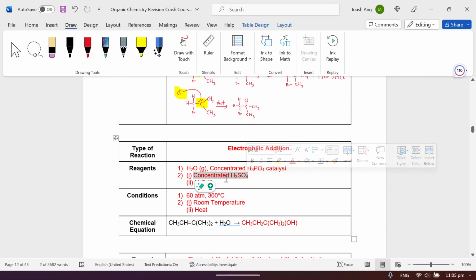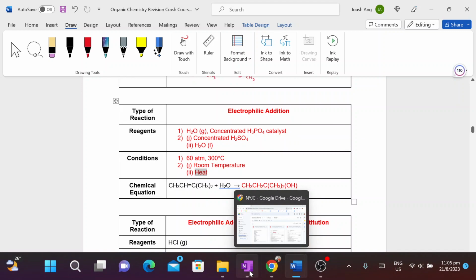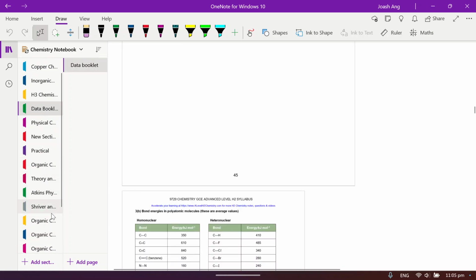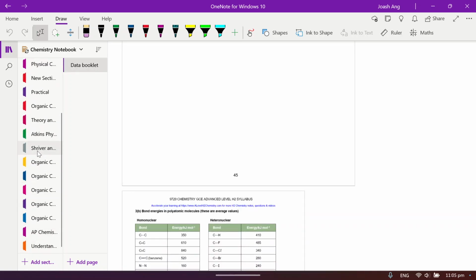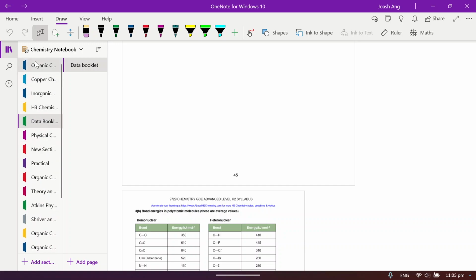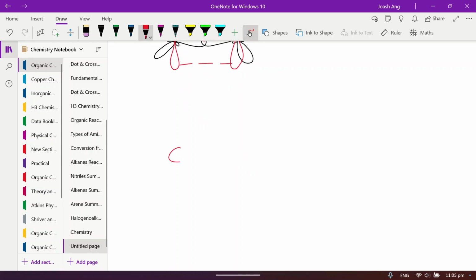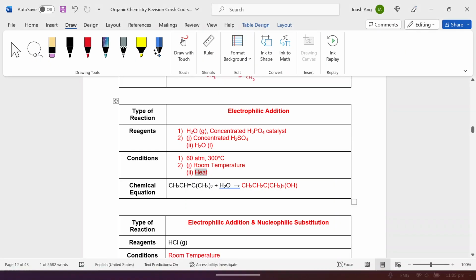Alternatively, you can also use concentrated sulfuric acid at room temperature, followed by water and heat. Okay, so I can show you how these two reaction mechanisms work just for some extra knowledge. So we start off with concentrated H3PO4 first. So we have the C=C double bond. Okay, we see what reactant we use right here.